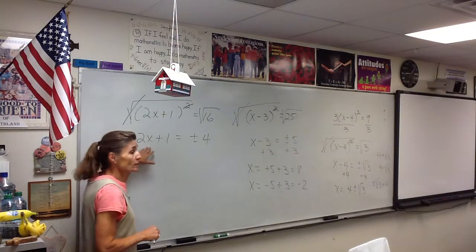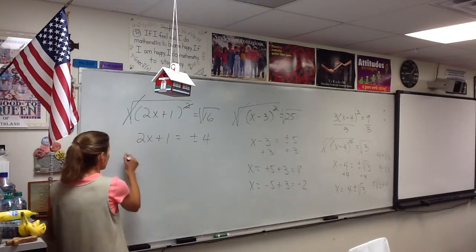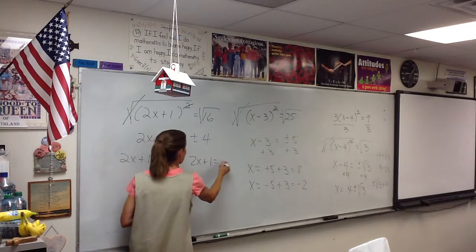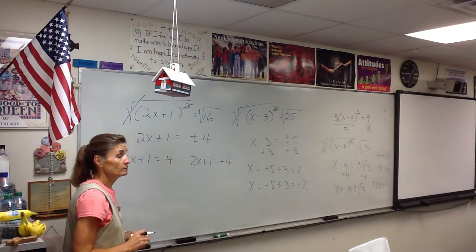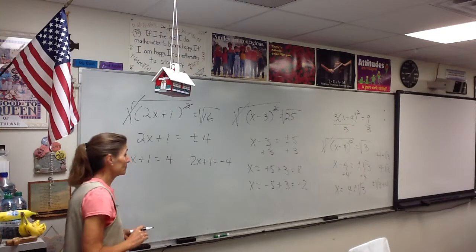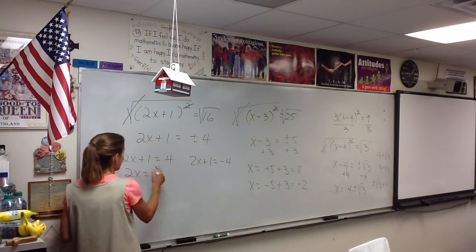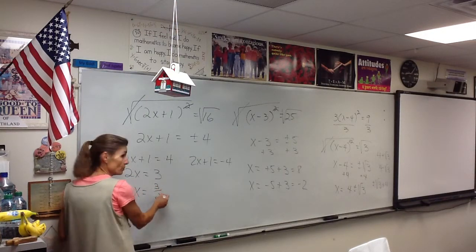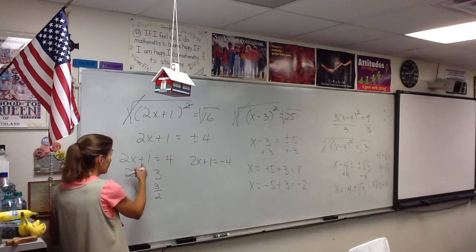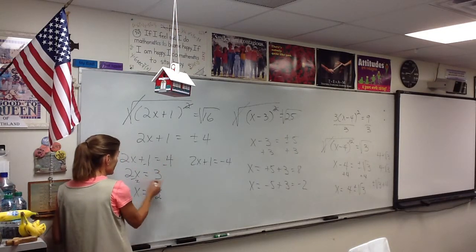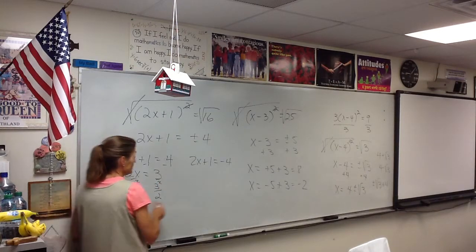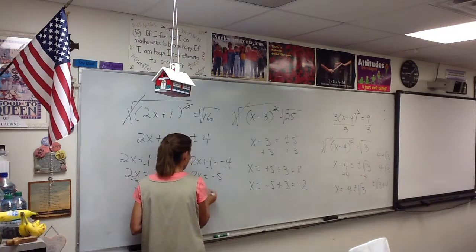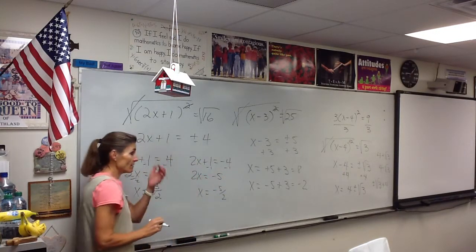Okay? Now, this is really two equations. I hope you see that. It's 2x plus 1 equals 4, but it's also 2x plus 1 equals negative 4. You got to do both. They're going to be different. So 2x equals 3, and x equals 3/2. Is that too fast? I subtracted 1 from both sides and then divided by 2. On this side, 2x equals negative 5, so x equals negative 5/2.